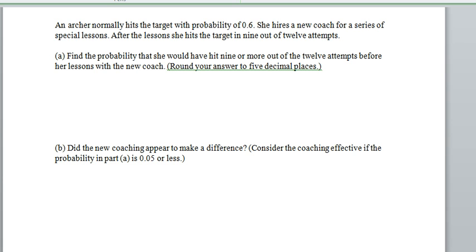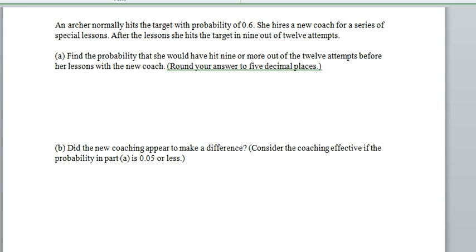An archer normally hits the target with probability of 0.6. She hires a new coach for a series of special lessons. After the lessons, she hits the target in 9 out of 12 attempts. Find the probability that she would have hit 9 or more out of 12 attempts before her lessons with the new coach.